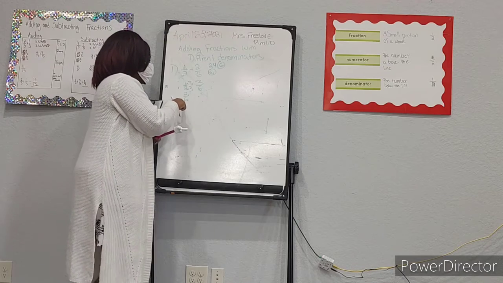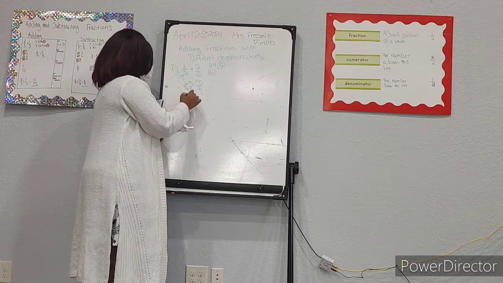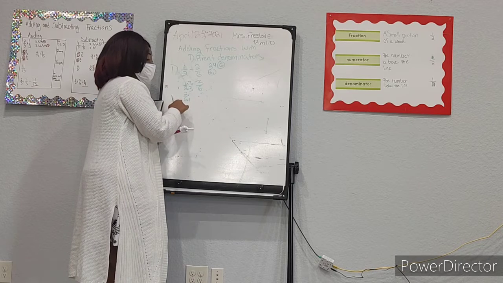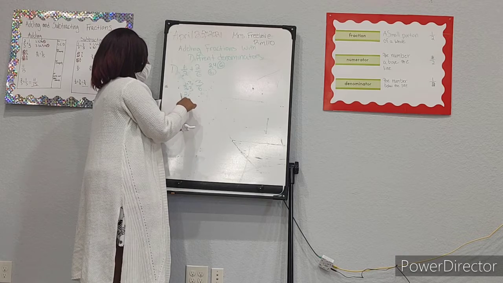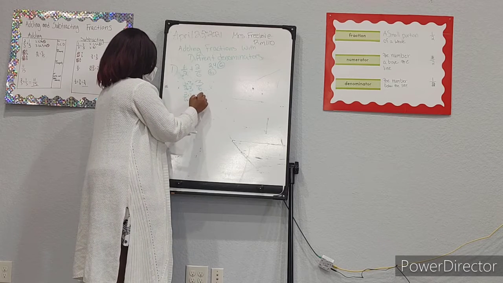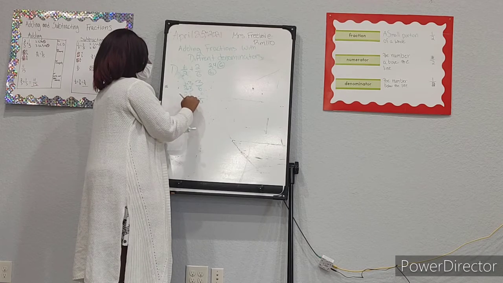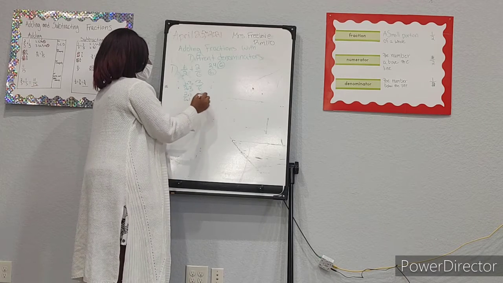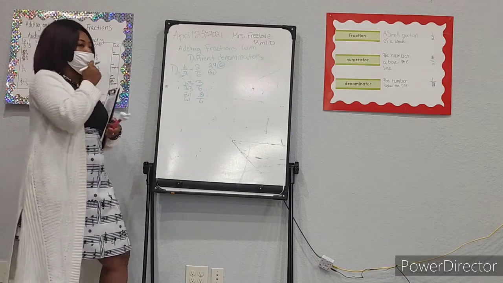Next, we have 2 over 6. In order to get the denominator to be 6, we need to multiply it by 1. Correct. And since we're multiplying the denominator, we also need to multiply the numerator by 1. Good job, class. 6 times 1 is 6. 2 times 1 is 2. Correct. Now that we renamed our problem, we need to rewrite it.